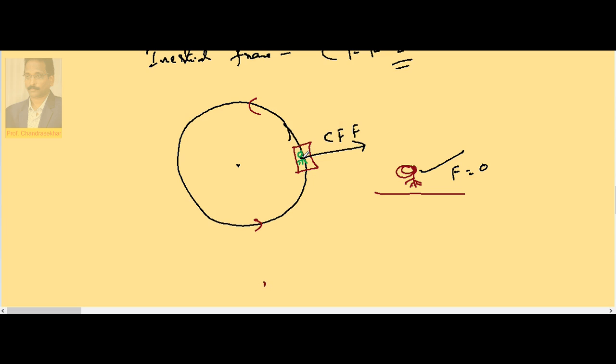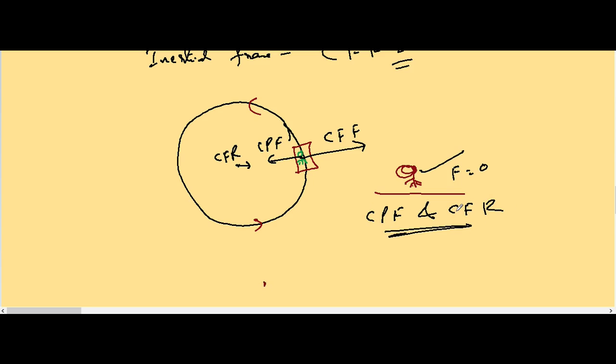So the body will experience centripetal force towards the center, which is responsible for moving along the circular path. He also experiences centrifugal force when seen in non-inertial frame. So another force is centrifugal reaction. So with respect to the person inside, 3 forces are possible: centrifugal force, centripetal force, and centrifugal reaction. But with respect to the outside person, only 2 forces: centripetal force and centrifugal reaction. But centrifugal force value is 0.